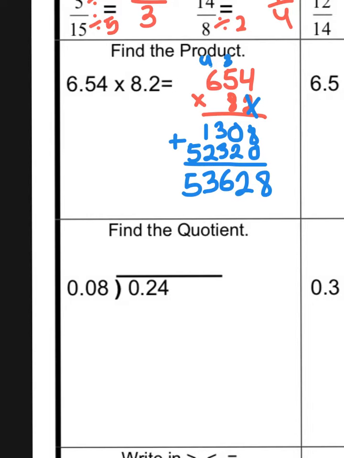Now let's put the decimal in the correct spot. We have 1 digit, 2 digits, 3 digits behind the decimal. So we'll put 3 digits behind the decimal, giving us a final product of 53 and 628 thousandths.